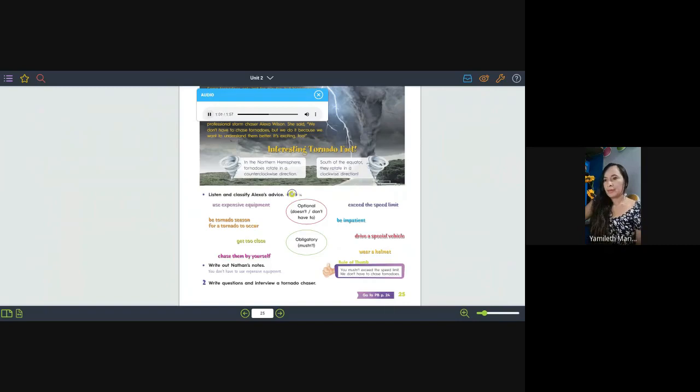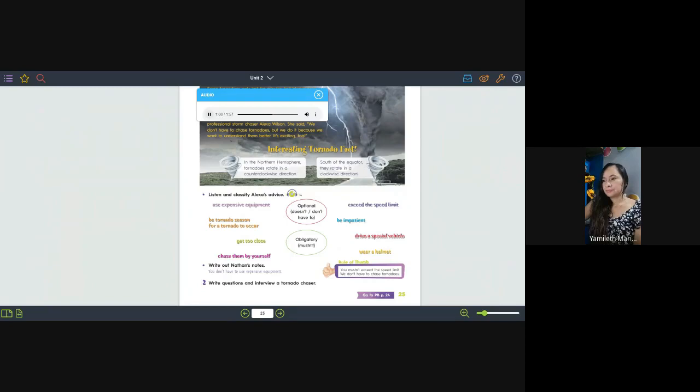And you don't have to drive a special vehicle. This is the next one. You don't have to drive a special vehicle. However, road safety is important, very important.